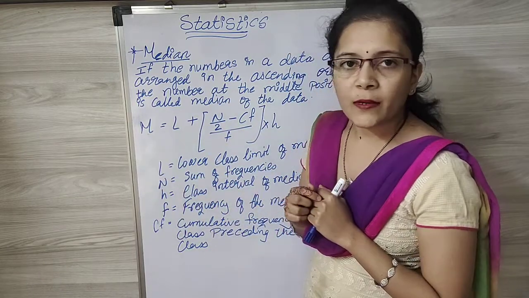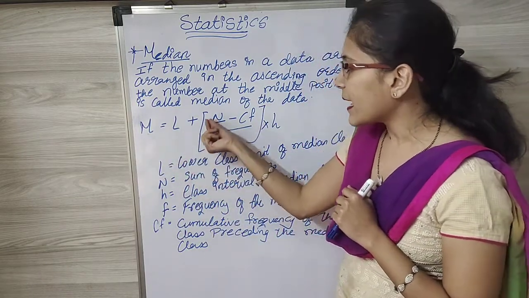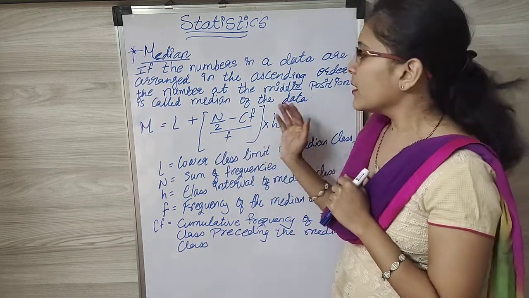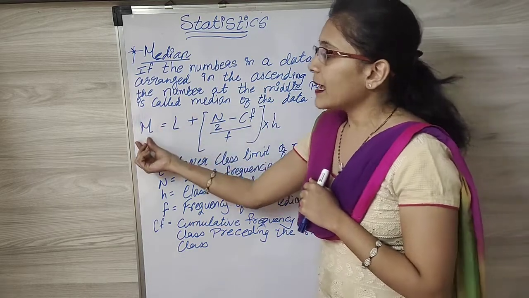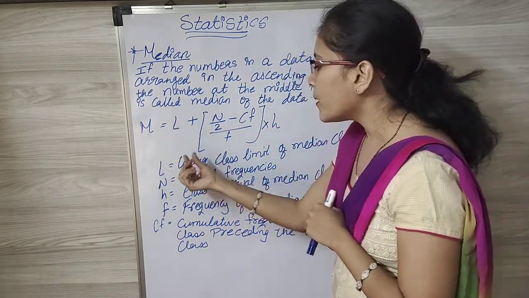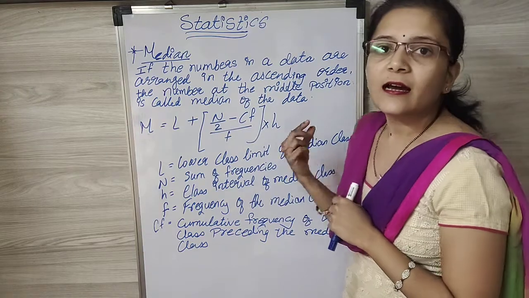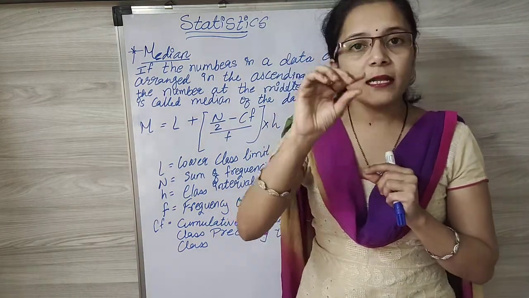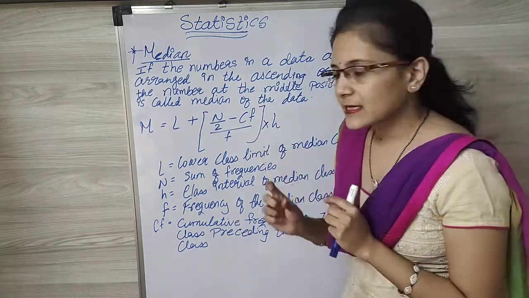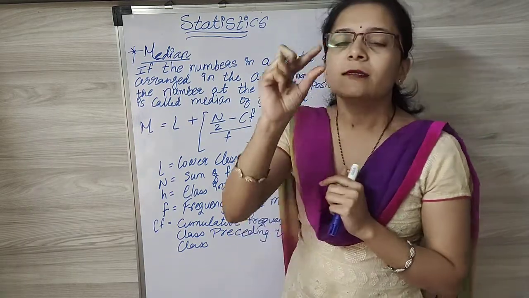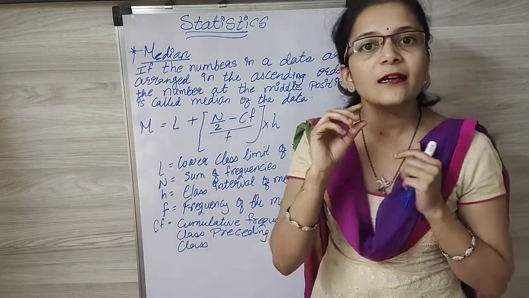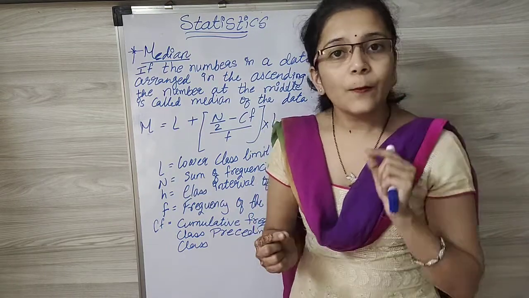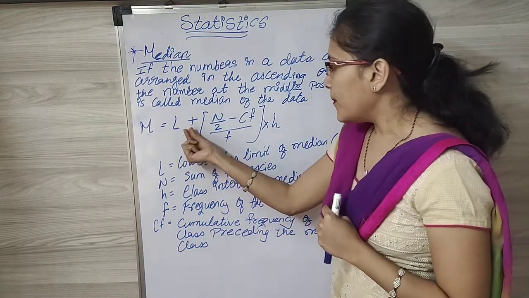Now what is the formula for median? For median, that is M = L + ((N/2 − CF) / F) × H. Now see what these quantities are. M is for median. L is the lower class limit of the median class. The median class you select from the middle part, right? After arranging in ascending order, the middle position will be your median class. Of that median class, you have to select the lower limit, that will be your L.